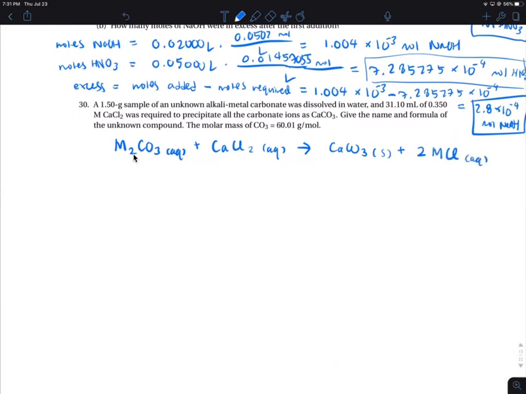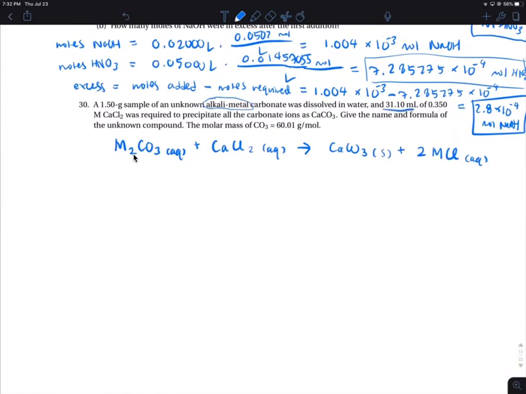Okay. So the reason I knew all this, like the formula and the structure and everything, was because it tells us it's an alkali metal carbonate, so it's group 1. Since the alkali metal M forms a +1 ion, and carbonate is a -2 ion, the formula is going to be M2CO3 for balance.